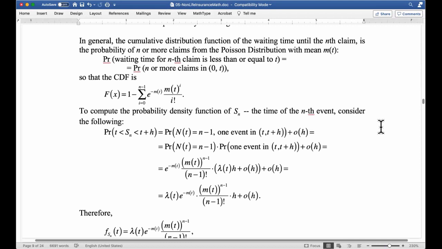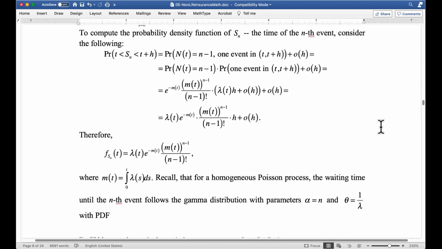To compute the probability density function of Sn, the time of the nth event, consider that the probability that Sn is greater than t and less than t plus h is the probability that N of t is n minus 1, and one event happens in t to t plus h, plus O of h, some small addition. It's the probability of N of t equal to n minus 1 times the probability of one event in that time interval. And this is equal to e to the minus m of t, m of t to the n minus 1 over n minus 1 factorial, times lambda of t times h plus O of h, plus the other O of h on the outside. That becomes lambda of t e to the minus m of t times m of t to the n minus 1 over n minus 1 factorial times h plus O of h.